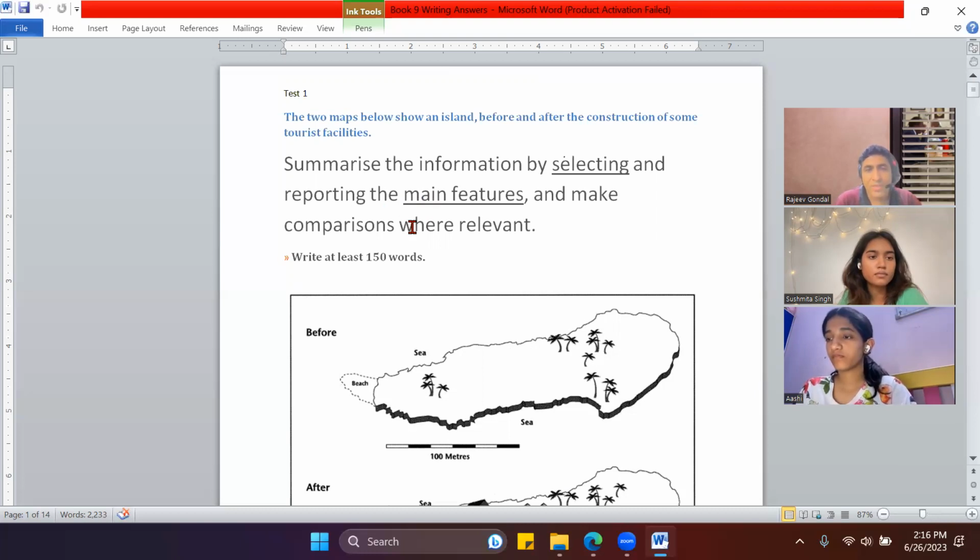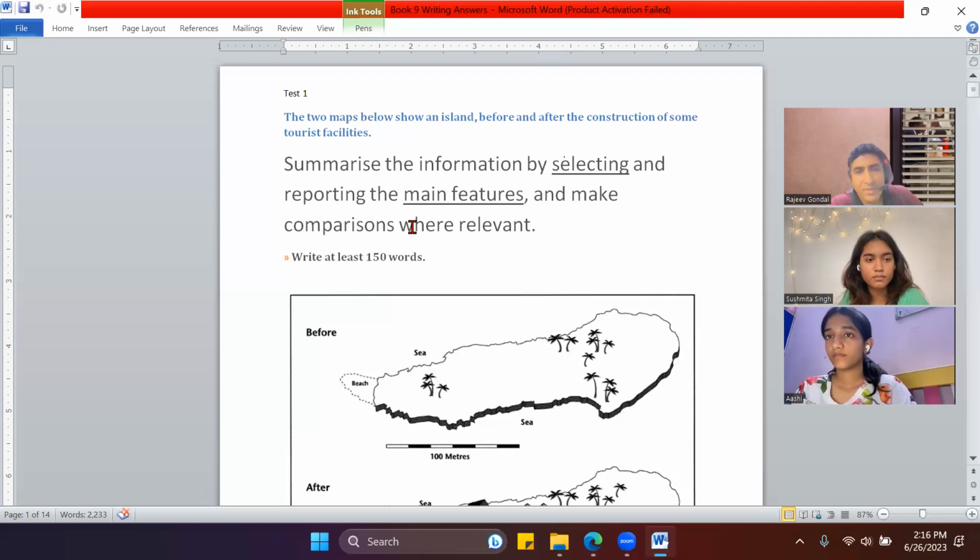But we Indian students always think that we are supposed to talk about lots and lots of things. The point is you are supposed to summarize the information and you are going to select only and only the main features while talking about it. So don't speak about everything. Don't write about everything. Talk about things in a succinct manner. You can club information together.